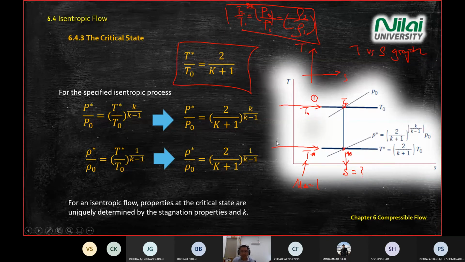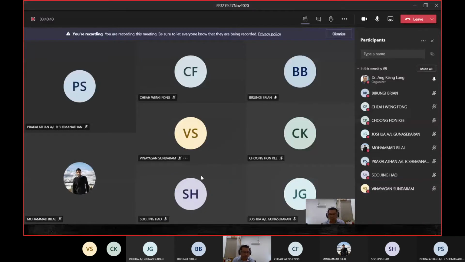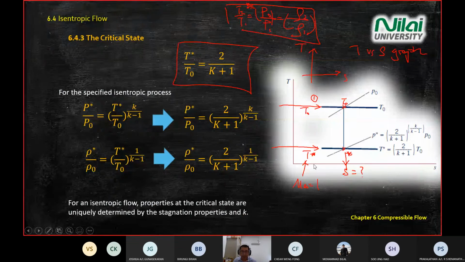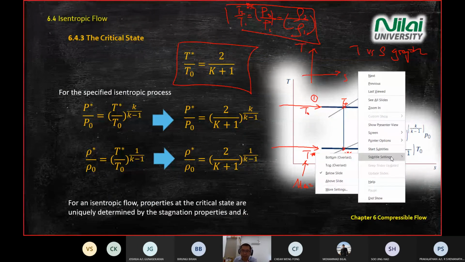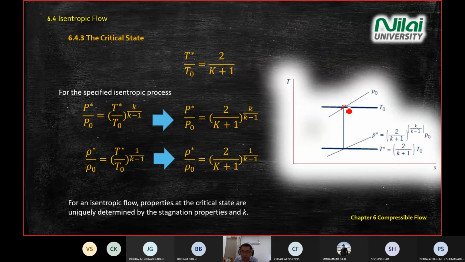Okay, let me ask a question. Let me ask someone. Bilal, are you there, Bilal? Yes, sir. Okay, I'm showing you the screen now. So this is the graph T versus S. I'm going to guide the question, so let's see if you're able to answer. My question is, what happened to the entropy at the point of T star and T0 on this graph? What happened to the entropy between these two points? What does this graph tell you?